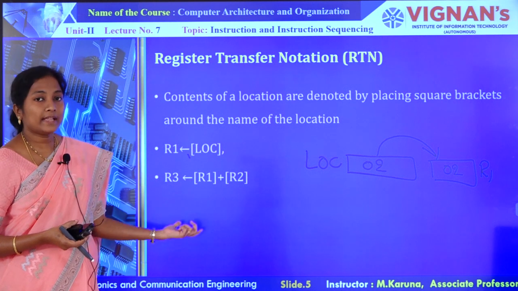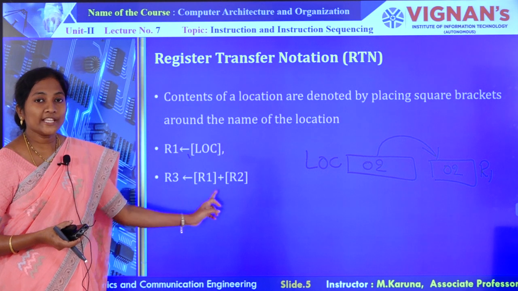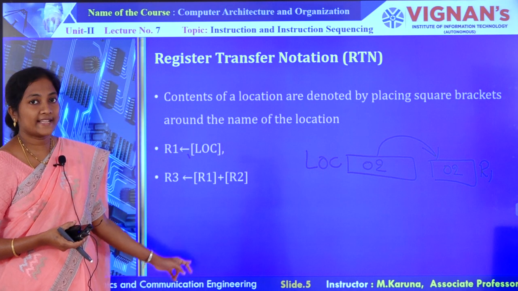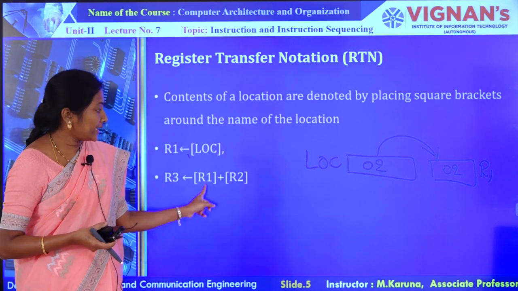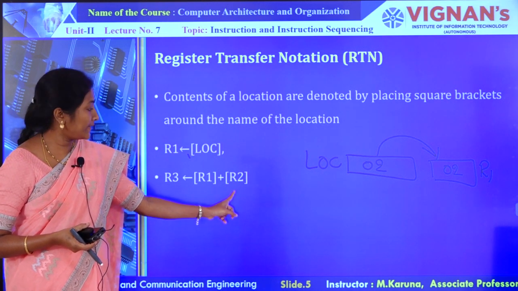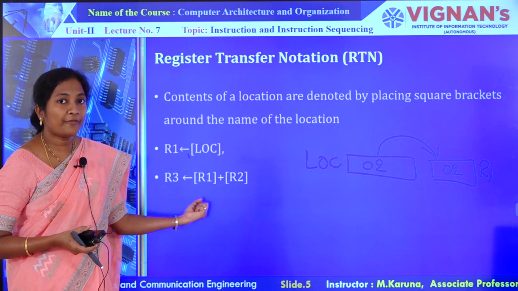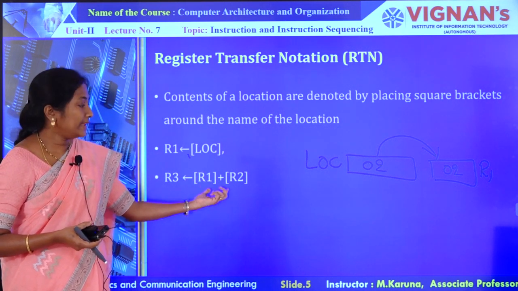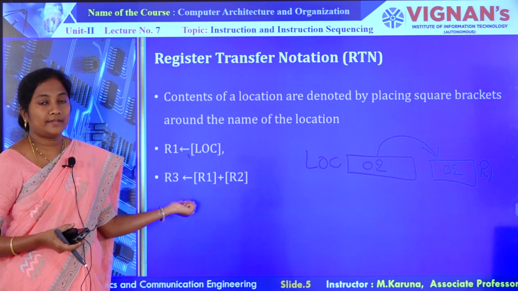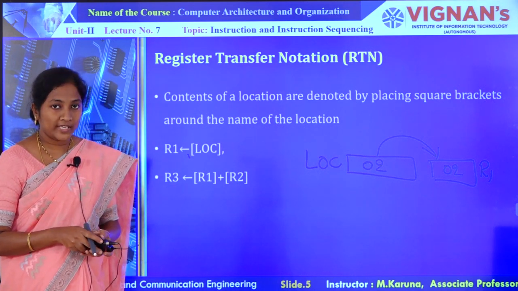Next, we will see another instruction specification, the add instruction. The notation of the add instruction is like this, in register transfer notation. Here the data available in R1 and another data available in R2, then the addition operation is performed by the ALU and the output will be transferred to register R3. So, this is the register transfer notation.